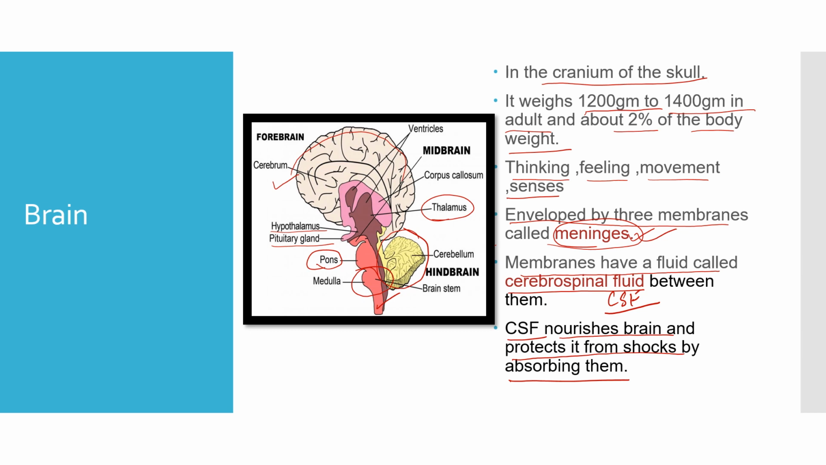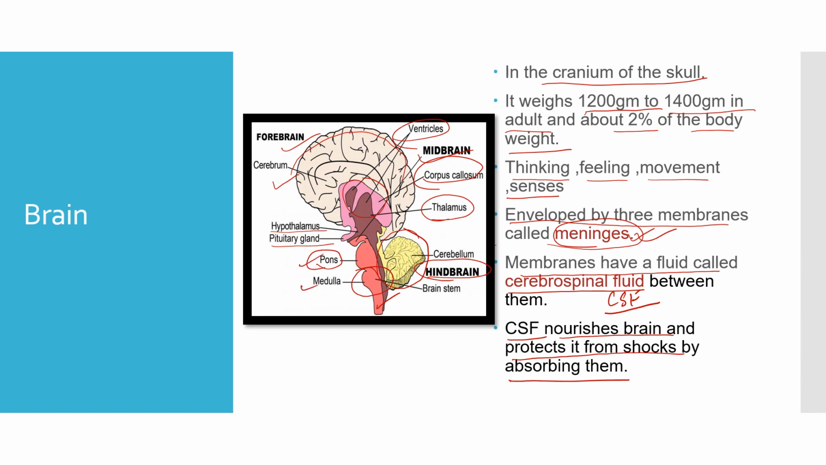So this is the forebrain, this is the midbrain, and this one is the hindbrain. These are the ventricles of the brain. Is it clear? This is the corpus callosum. Just see the labeling. This is the cerebrum, forebrain, midbrain, and hindbrain. This is the hypothalamus and pituitary. This is pons. This is medulla.